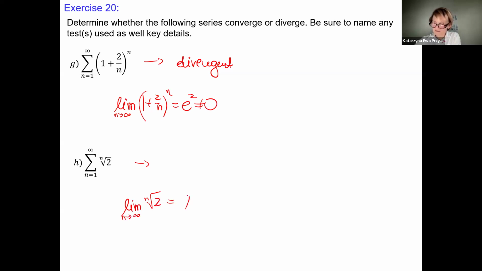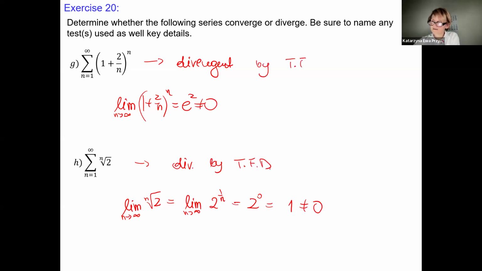Okay, what about this limit? Everybody agree? Because this one is 1, I mean 1 over n, 1 over big number is small, 0. So the limit is 1, different than 0. Yes, divergent by test for divergence.